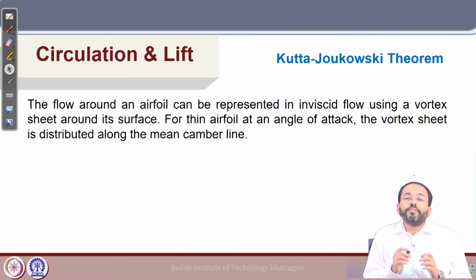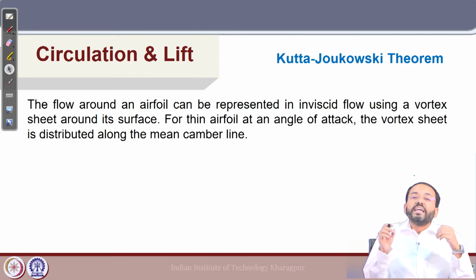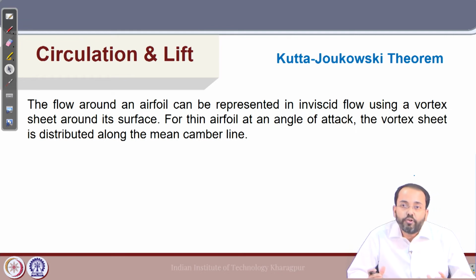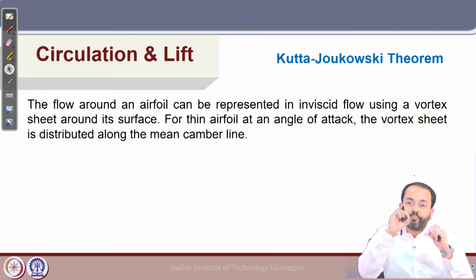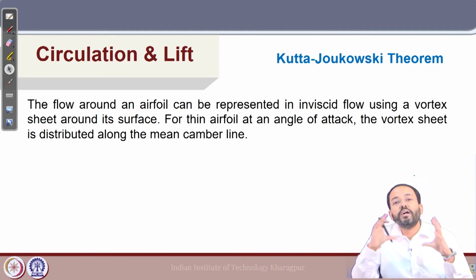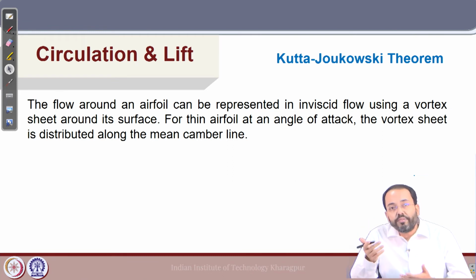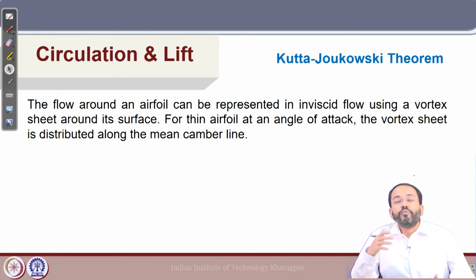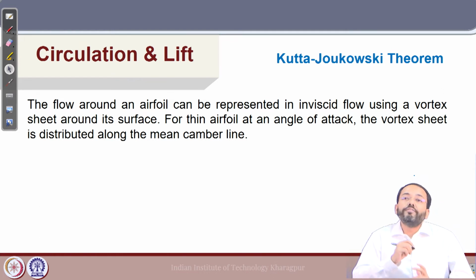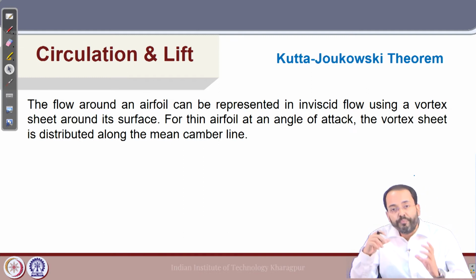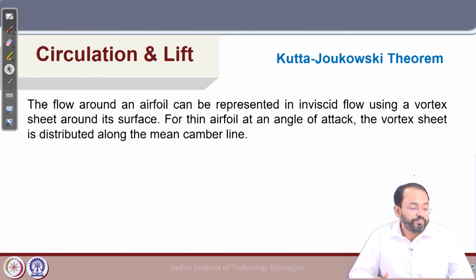So, if we think of a flow over an airfoil, it can be represented in simple inviscid flow using a vortex sheet on the surface of the foil. If I distribute a set of vortices on the surface of the foil, we can represent the flow past an airfoil. In a similar way, for a thin airfoil, we can make an approximation, and as we have seen the camber line, for a thin airfoil we can distribute the vortex sheet on the mean camber line and it can represent the flow. Using suitable boundary conditions, we can represent the flow over a thin airfoil.